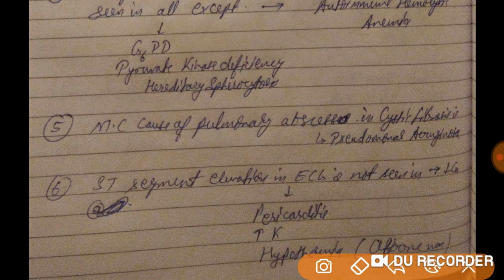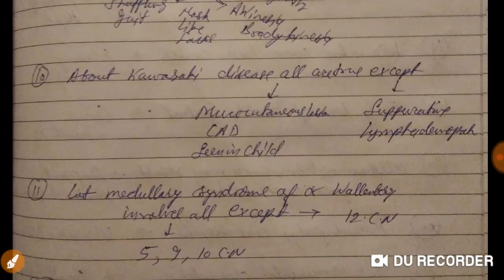Now, most common cause of pulmonary abscess in cystic fibrosis is Pseudomonas aeruginosa. ST segment elevation in ECG is not seen in: it's seen in pericarditis, hyperkalemia, hypothermia, Osborn waves, not seen in hypocalcemia. So hope it's clear for you now.